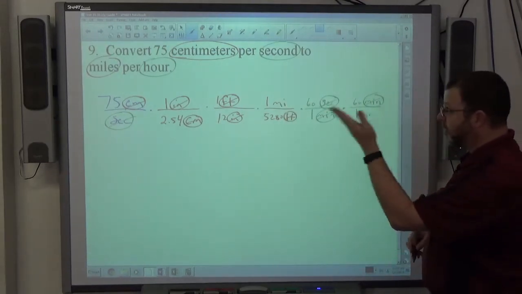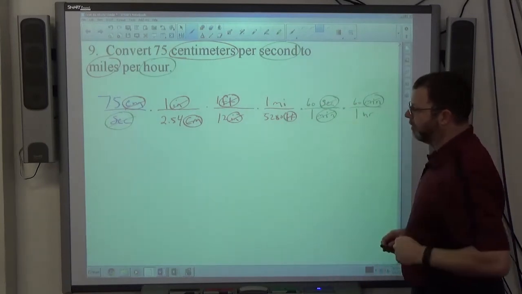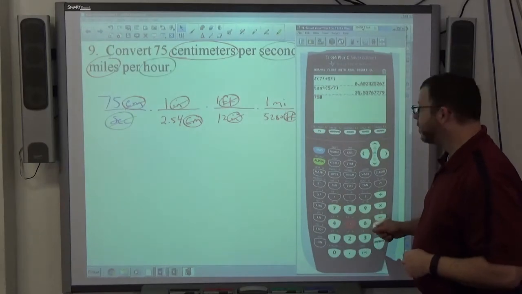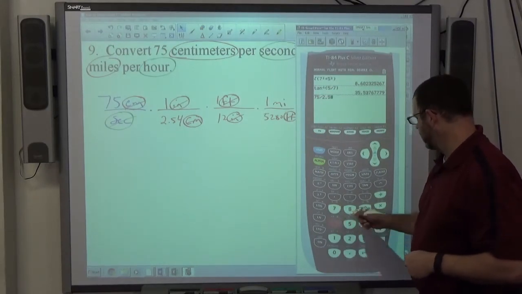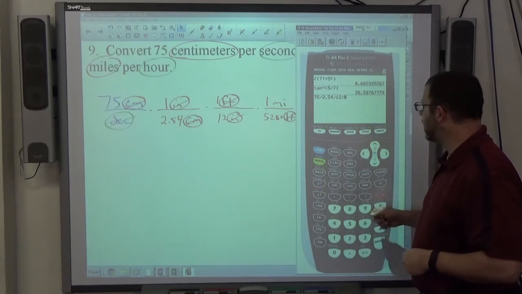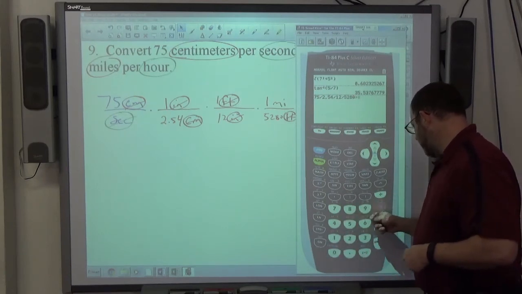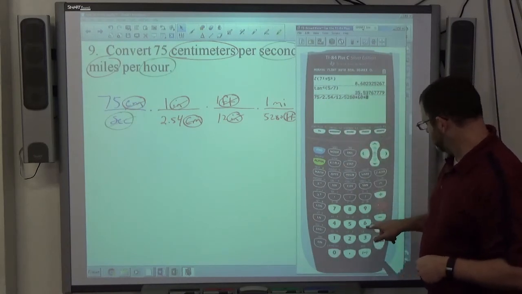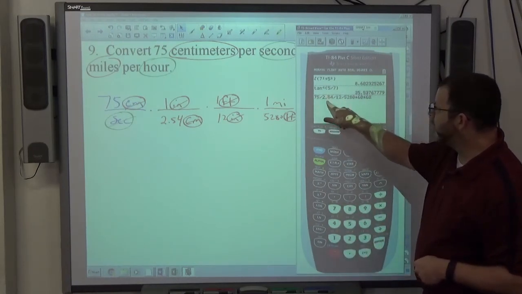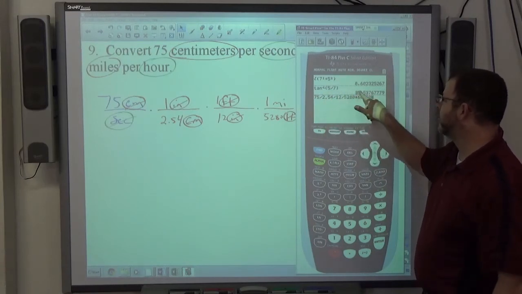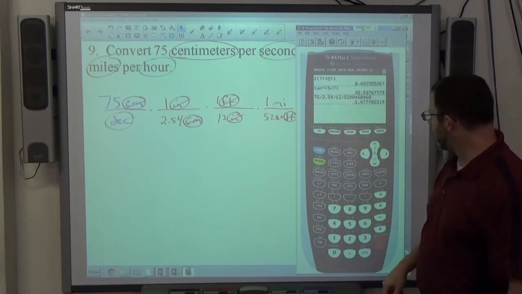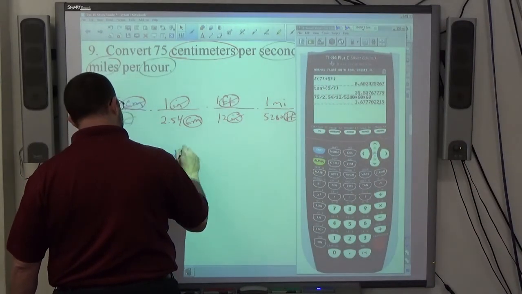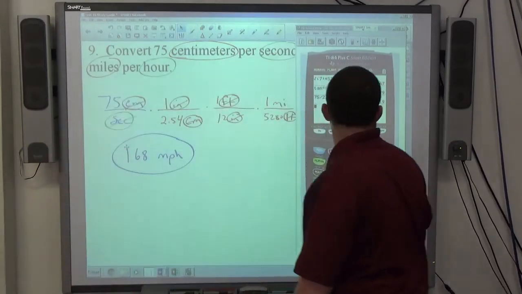And numerically, I've got a 75 and a 60 and 60 on top, a 2.54, 12, and 5280 on the bottom. So I'm going to type in 75 divided by 2.54 divided by 12 divided by 5280 times 60 times 60. Top number divided by bottom, divided by bottom, divided by bottom, times top, comes out to 1.68 miles per hour. A couple decimal places for a final answer is always fine.